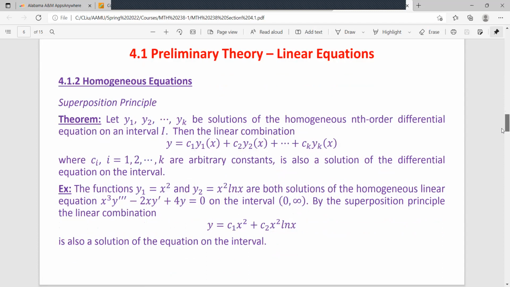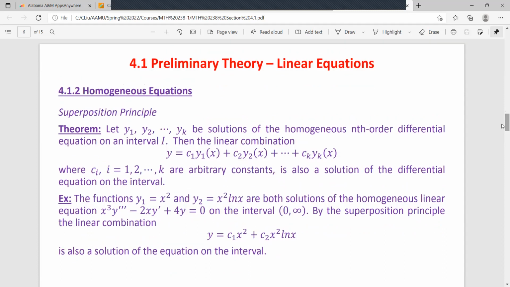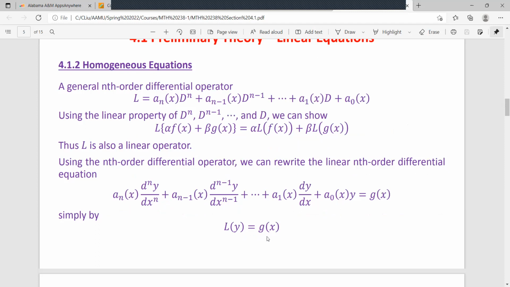Okay, so one of the important results for linear differential equations is called the superposition principle. And this applies to homogeneous equations. Remember what we mean by a homogeneous equation? The homogeneous equation means g equal to 0. So then the differential equation is actually L applied on y equal to 0. That's the homogeneous differential equation of nth order.